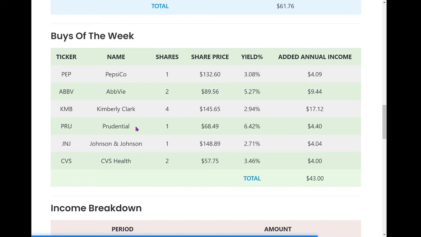I don't know what I said, but either way, they are in the financial sector, and banking has been beaten down. Prudential is insurance. They are not banking, so I think they are going to be pulling through this, coming out nicely. And look at that, 6.42% starting yield on this share that I bought. Added $4 of income.